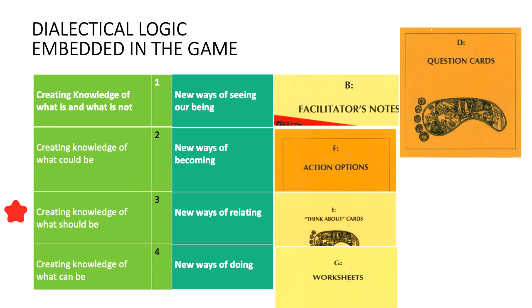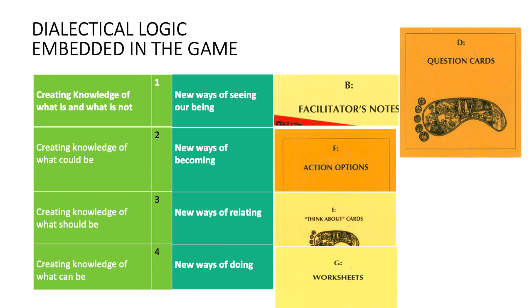Thirdly, the game helps us to create knowledge of what should be by bringing in values and principles and helping to create discussion around very difficult things to do with development and our footprint, and new ways of relating with each other, new ways of relating with the world in which we live. Finally, the game helps us to create knowledge of what can be. So the game gives us this particular worksheet that we can use, where we can make decisions about realistic changes that we can make in our lives.